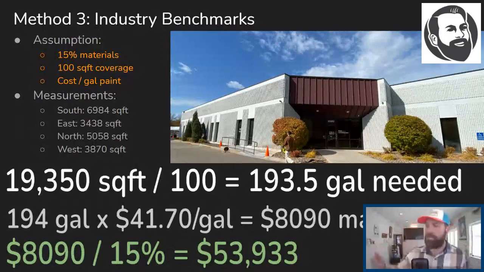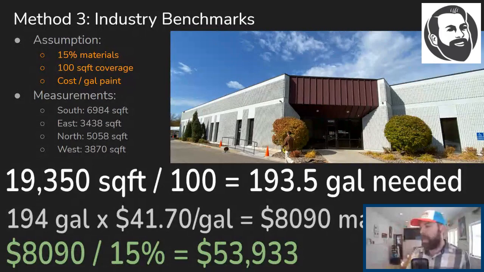So here we go. The assumption is 15% materials. Based on my experience and the technical data sheet of Sherwin-Williams Loxon, a masonry coating that we're going to use for the outside of this building, we'll get about 100 square feet of coverage. And we also know cost per gallon. I have that already. So these are all assumptions we're going into this.